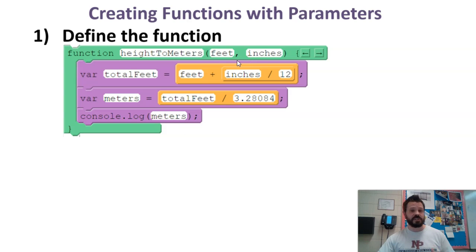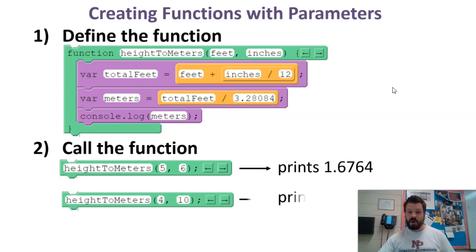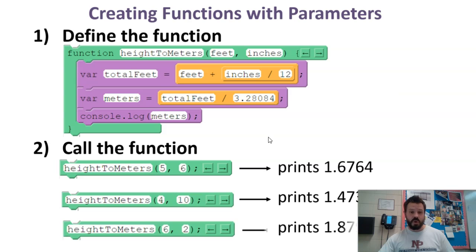Essentially, when I make parameters, it's like I'm making local variables that I can use within these functions. It's the same thing as saying var feet and var inches: I have two variables I can use within that function. Once it's defined, I can call the function. For example, we could say heightToMeters(5, 6). That's going to convert 5 feet 6 inches to meters, and it would print to the console 1.6764. The nice thing about a function with parameters like this is I don't have to store those feet and inches as some other variables. I can just keep calling this function, and each time I do with a different set of parameters, I'm going to get a different output.